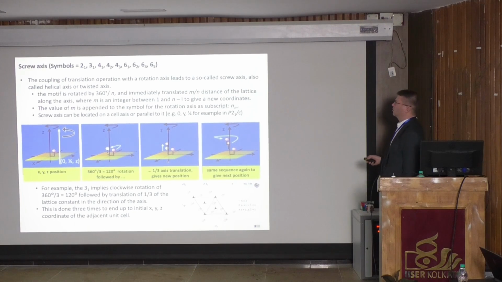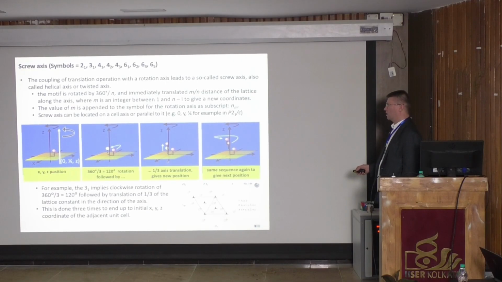And now, this coupling of a translational element with rotation leads to the so-called screw axis, which is a helical axis also. The motif is rotated first, divided by n, whatever the n here is, and then immediately translated m over n distance along the axis. And here's an example for this. This is a very nice example.